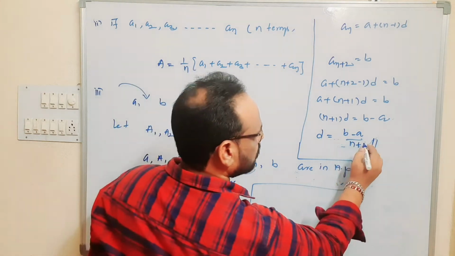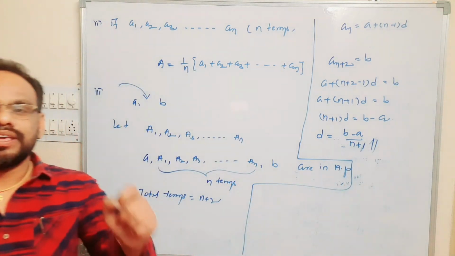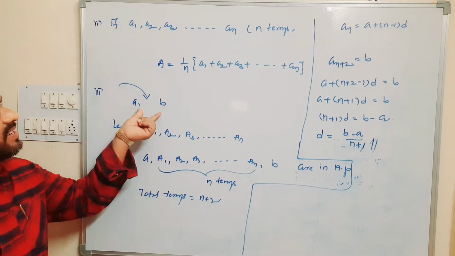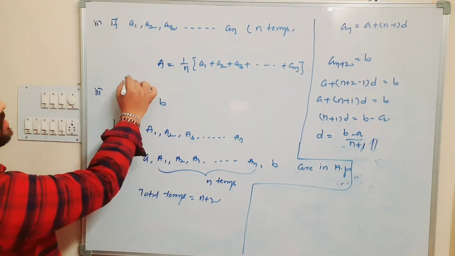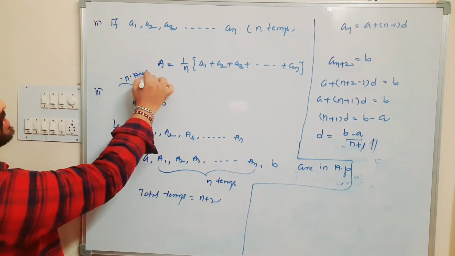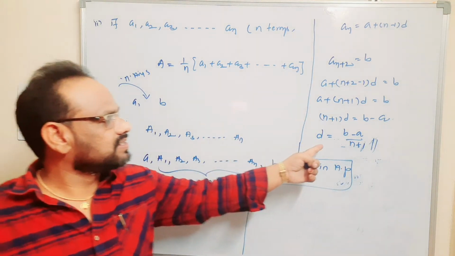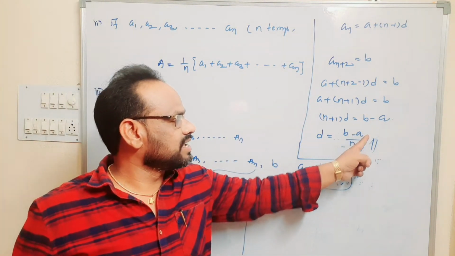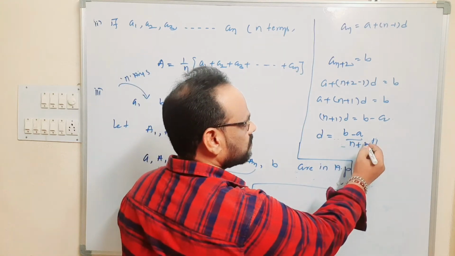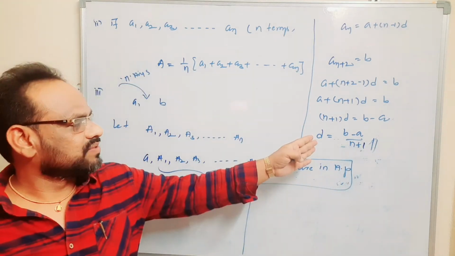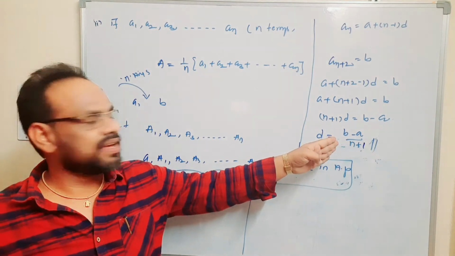So if n arithmetic means are inserted between any two numbers, what is the common difference? d is equal to b minus a by n plus 1. The common difference d is equal to b minus a by n plus 1.